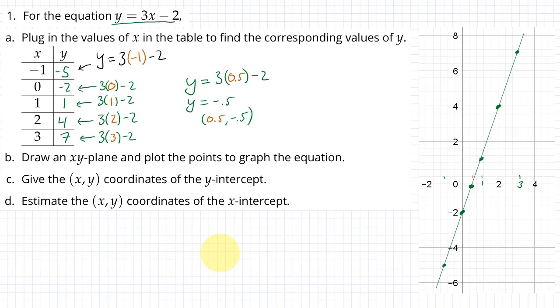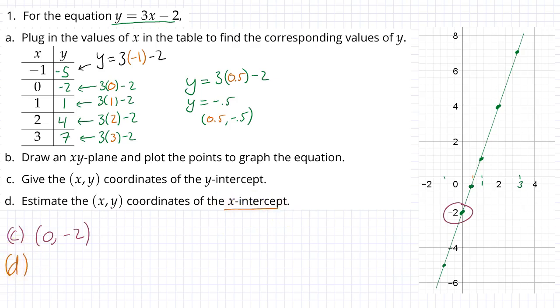Now let's give the xy coordinates of the y-intercept. So for part C here, the y-intercept is where the graph crosses the y-axis, and that point is right here. And if it's on the y-axis, that means you didn't move left or right at all. You moved 0 units left or right, so the x-coordinate is 0, the y-coordinate is -2. So that's the y-intercept.